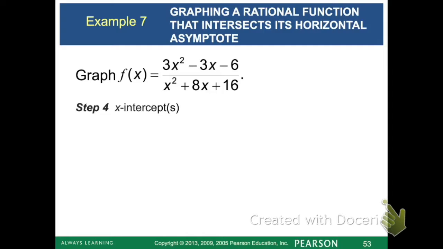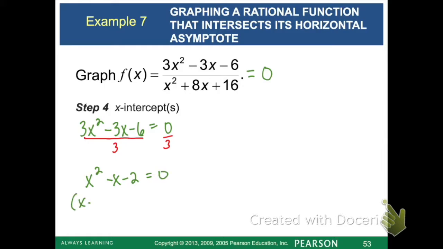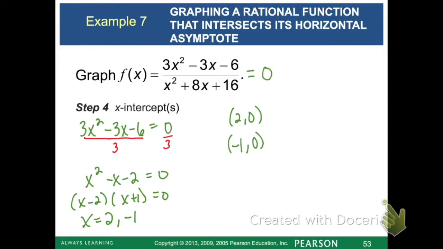Step 4, we get our x-intercepts by setting our function equal to 0, which essentially is the same thing as setting my numerator equal to 0. I have a quadratic here with a greater than 1. I have a equals 3. So luckily I can just divide a factor of 3 out of everything and I don't have to factor by grouping. Two numbers that multiply to negative 2 and add to negative 1 are negative 2 and 1. So I get two intercepts this time, the point 2, comma 0 and the point negative 1, comma 0.